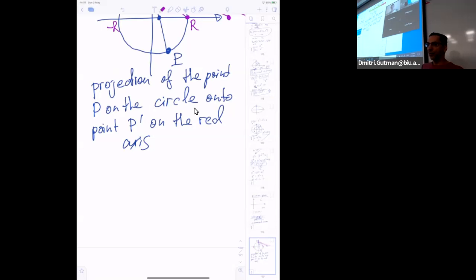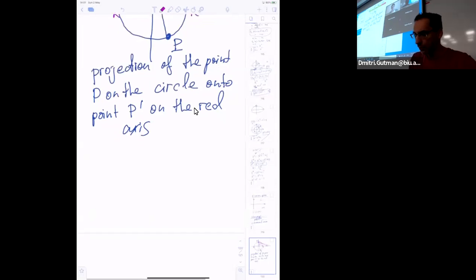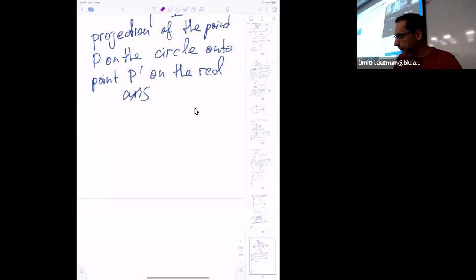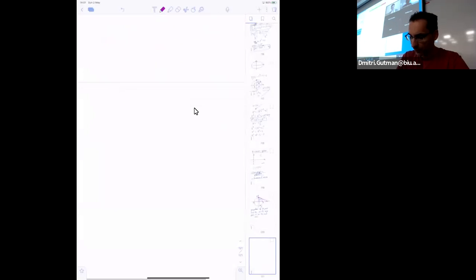So all finite points are finite, but there is one point at infinity, and it's added to the line. Okay, so now I'm doing exactly the same construction in 3D, and help me God to draw it.